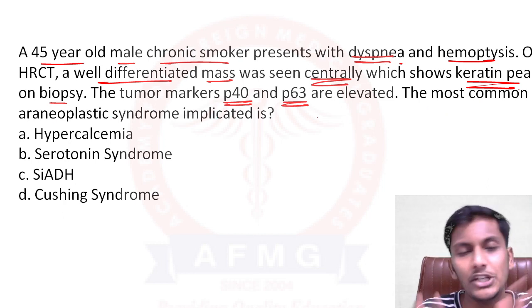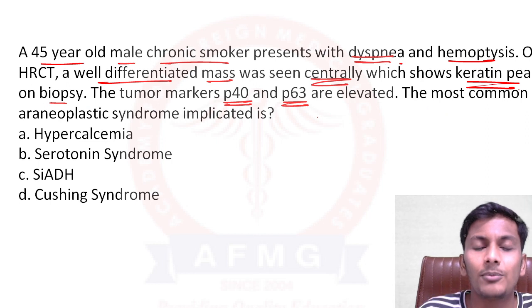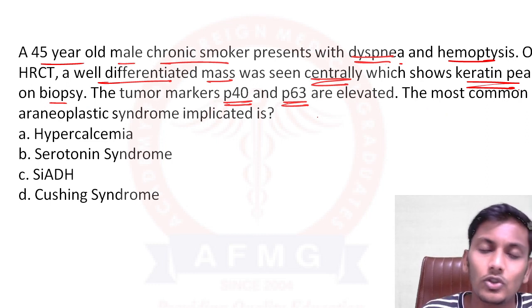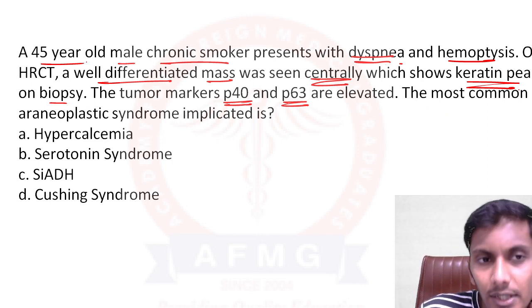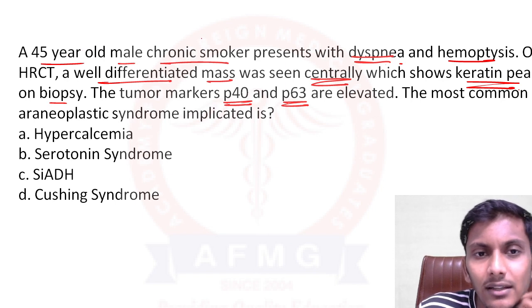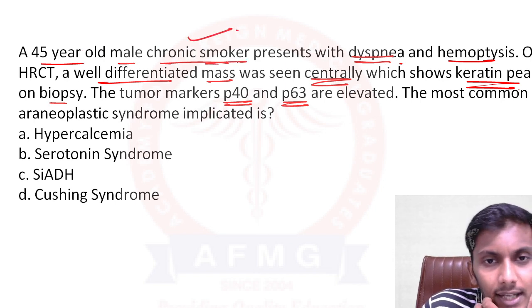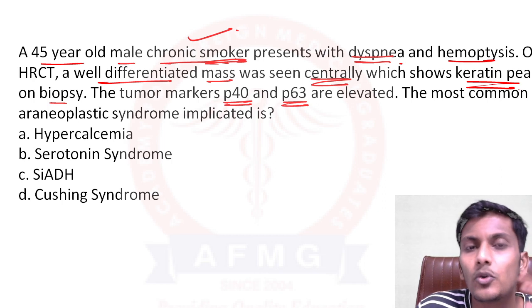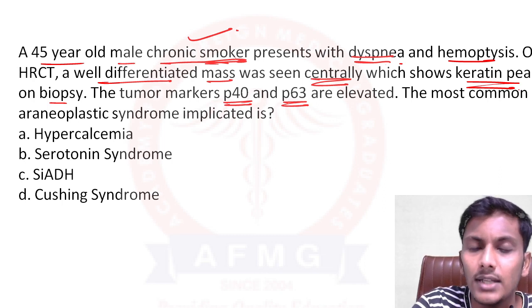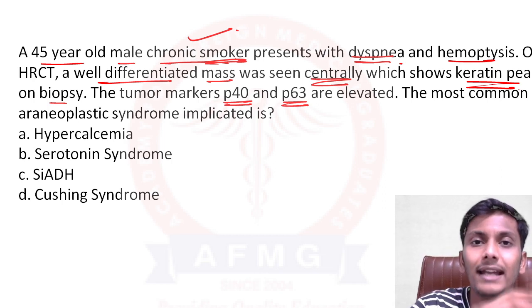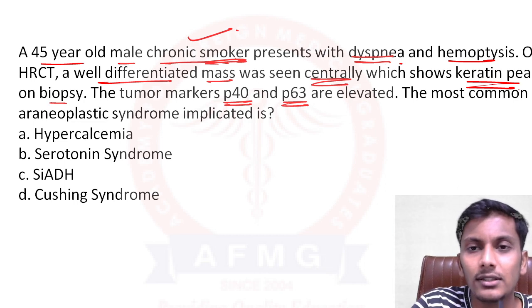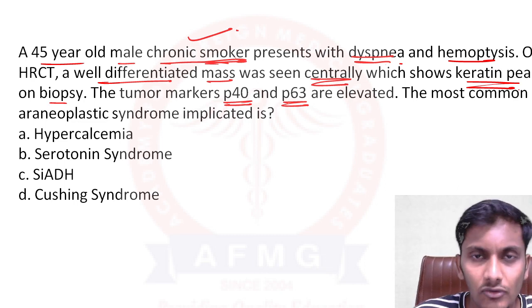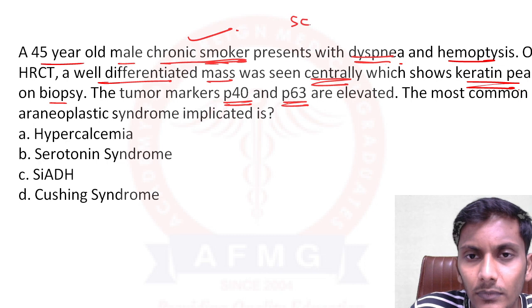So first of all, we need to come to a diagnosis: which type of carcinoma is seen in this condition? It is a 45-year-old male chronic smoker. What is most important? It is a smoker. So which is the most common type of lung carcinoma in smokers? It is squamous cell carcinoma. But let's see if our provisional diagnosis is supported by the other findings.